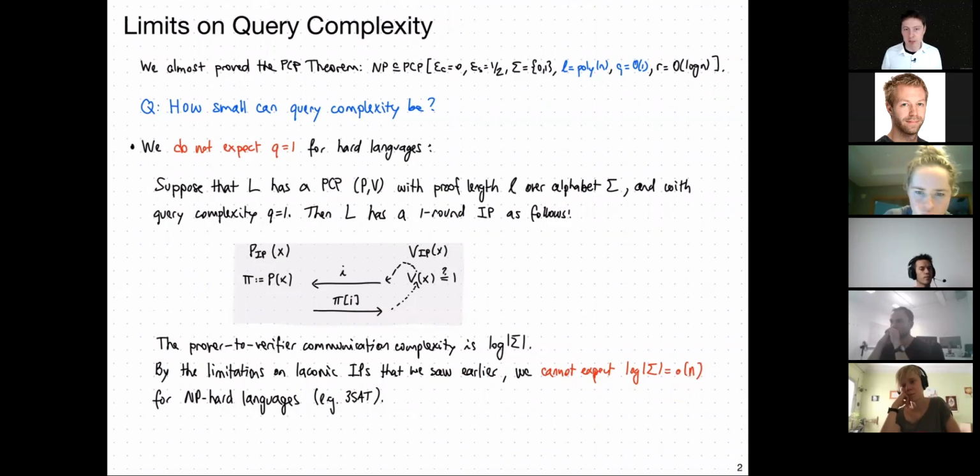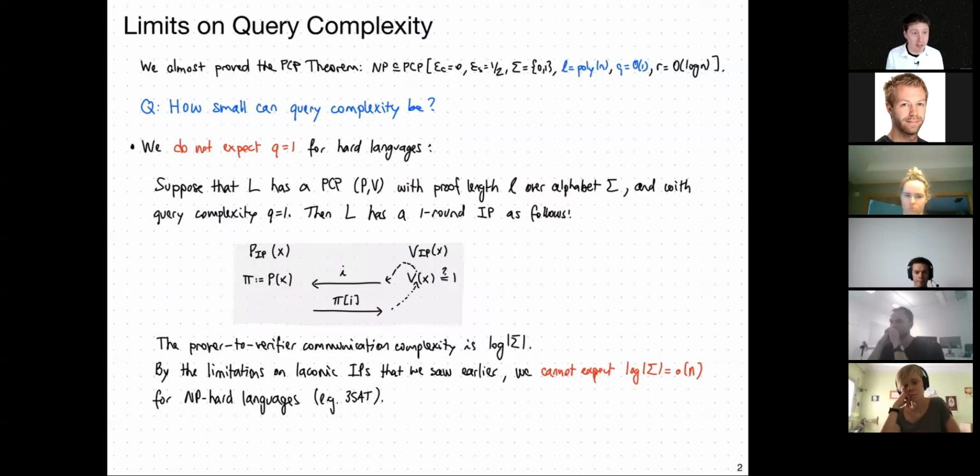Okay, so this is basically saying that unless you have a PCP where one symbol contains the full assignment of the 3SAT formula, in which case, of course, you can have a one-query PCP, you cannot have a one-query PCP for hard languages. Okay, so this is a pretty simple reduction to the laconic IP case, and then we rely on limitations of laconic IPs, right?